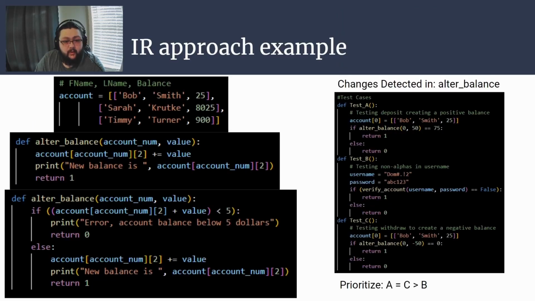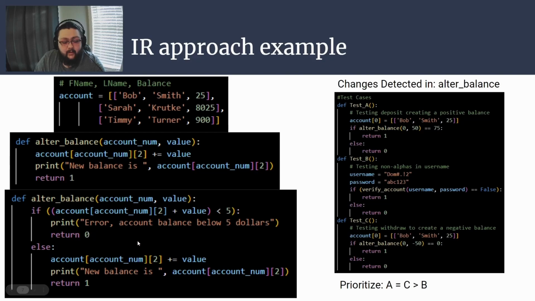So here's an example I created for the IR approach, where it's a banking example. Here we just have simple accounts for 3 people with their names and their balance. We have a function that alters their balance, so you can increase or decrease the balance. And then we wanted to add a new restriction where that bank account can never go below $5. So we added that here in this if-else statement.